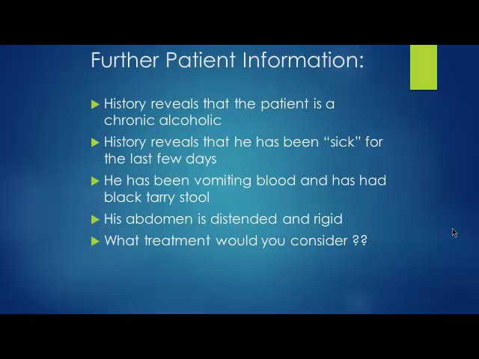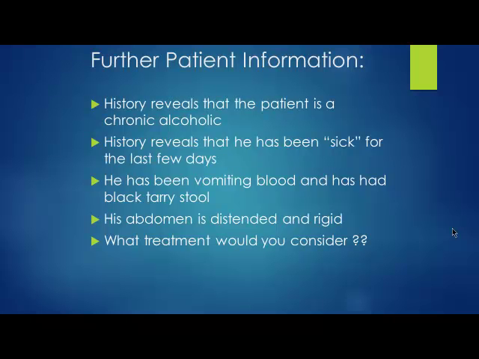History reveals the patient is a chronic alcoholic. You also find out from his wife, who showed up on the scene, that he's been sick for the last few days. He's been vomiting blood and has black tarry stool. His abdomen is distended and rigid. Okay, so we've got a PEA cardiac arrest, but now we've got some more information here. So that's going to help. This answered a couple of questions related to what? All right, fluid replacement, so your H's and T's, right?